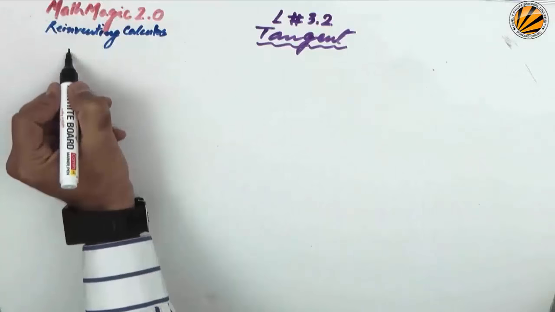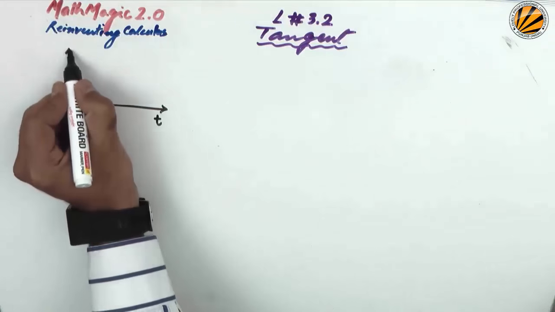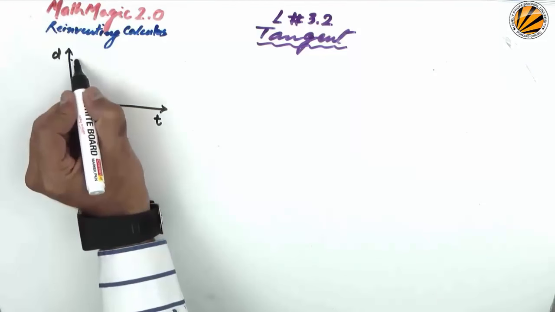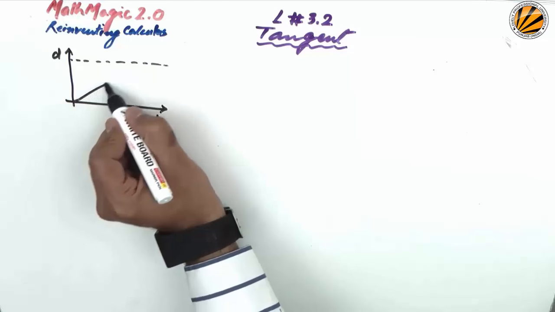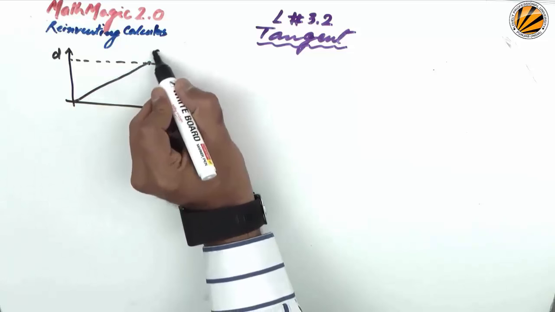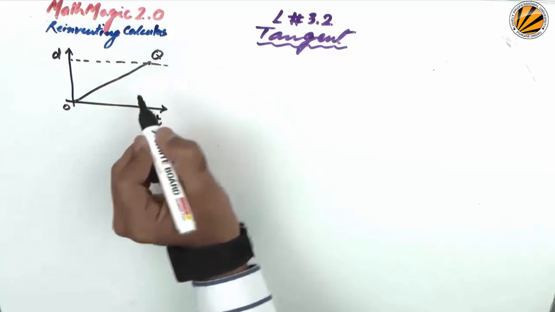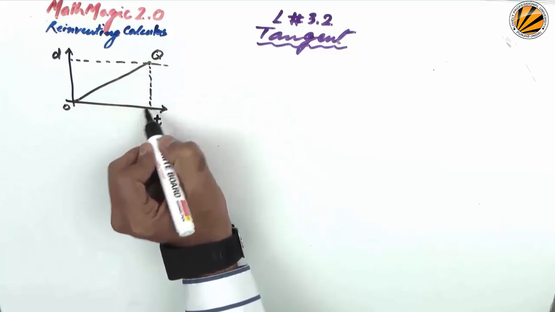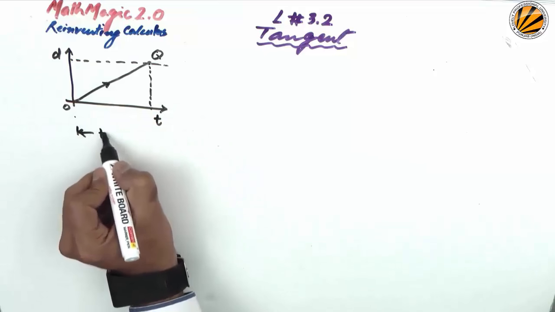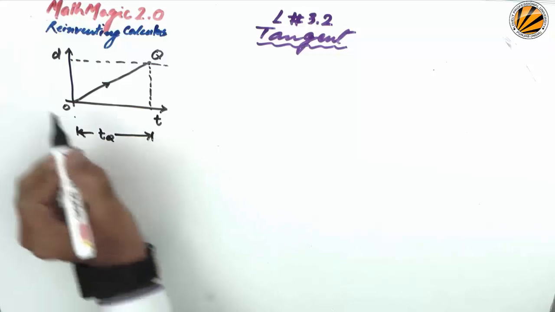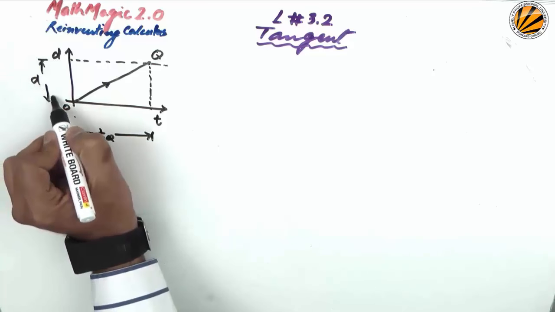So in the previous lecture we saw that, say for example, this is the time t and this is the distance d, and this is where the individual has to reach. Say for example, the individual took this path, this was RQ, this was O. So for this particular point, reaching from O to Q, the time taken was TQ, and the distance would always remain the same, D.